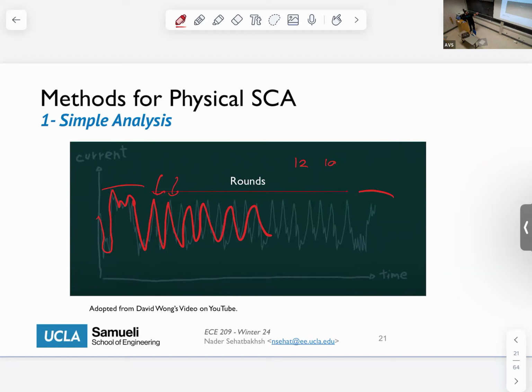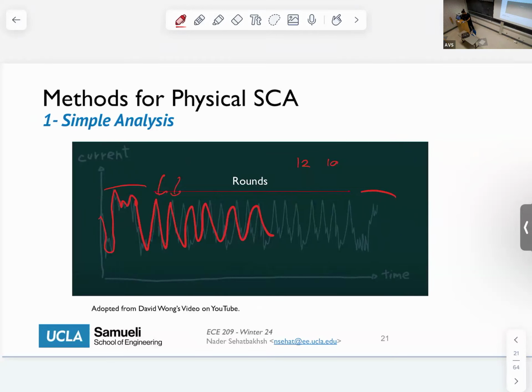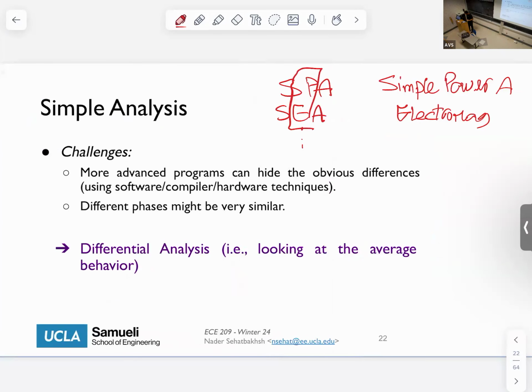As you can see here, you can use simple analysis to know where certain things start. For example, you can know this particular thing starts at this time, so you can use it to synchronize your signal. The reason simple analysis doesn't work all the time is that you can always hide obvious things. As soon as you know about side channels, you can start thinking about how to make things similar to each other. As a result, your attack no longer works.